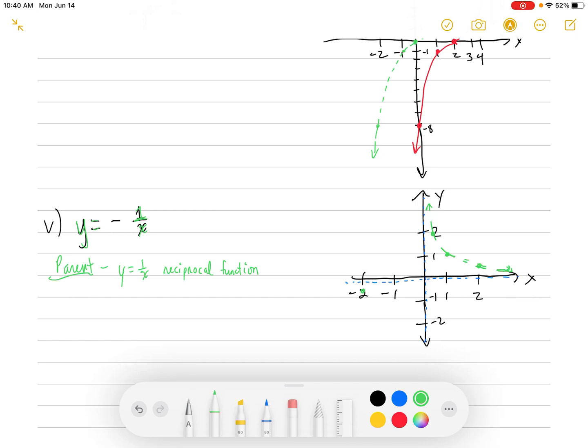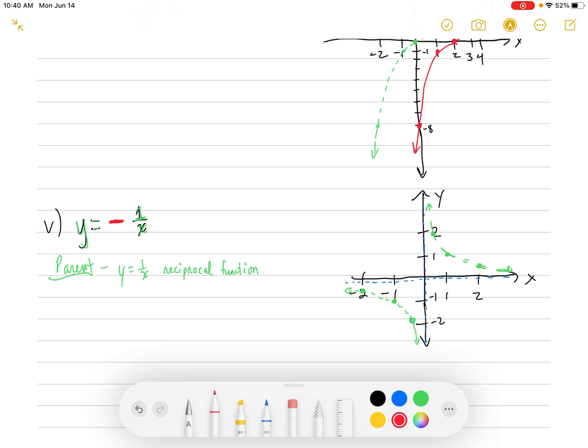Okay, then on the other side, I can plug in -2. The reciprocal of -2 is -1/2. So I have -2, -1/2 is a point. I plug in -1. The reciprocal of -1 is -1. So -1, -1 is a point. And let's say I take -1/2 and reciprocate that. I get -2. So -1/2, -2 is a point. So I have a piece down here.